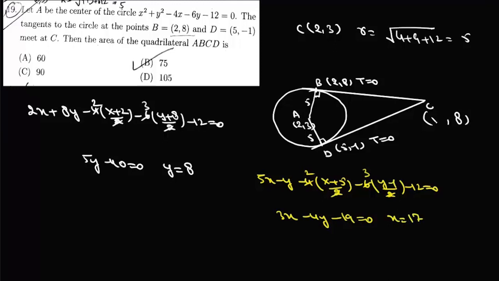So this C is 17, 8. Now we find this distance BC. This distance will be actually 15. Now area of quadrilateral is R into this distance. So it will be this 5 into 15, 75. And that's your option B.